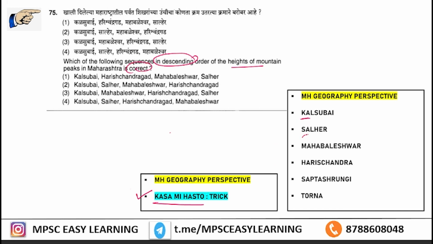So Kasa, right? Kasa, it is Kalsubai and Saler. Kalsubai is the highest peak in Maharashtra. Then you got Saler. Mi stands for Mahabaleshwar. Hasto, Harishchandra, Saptashrangi and Torna. This is the order. Here they have asked you descending, right? So highest to lowest. Kasa, Mi, Hasto, right? So your answer is option 2.